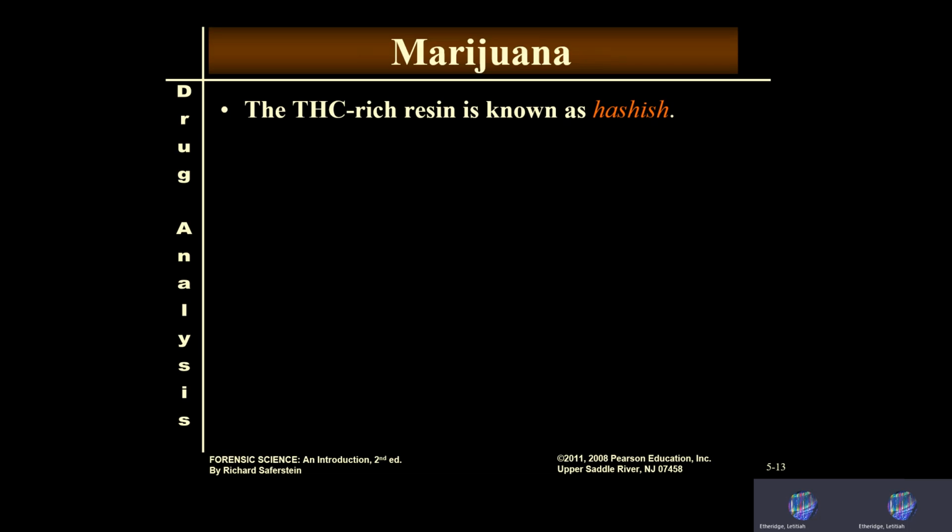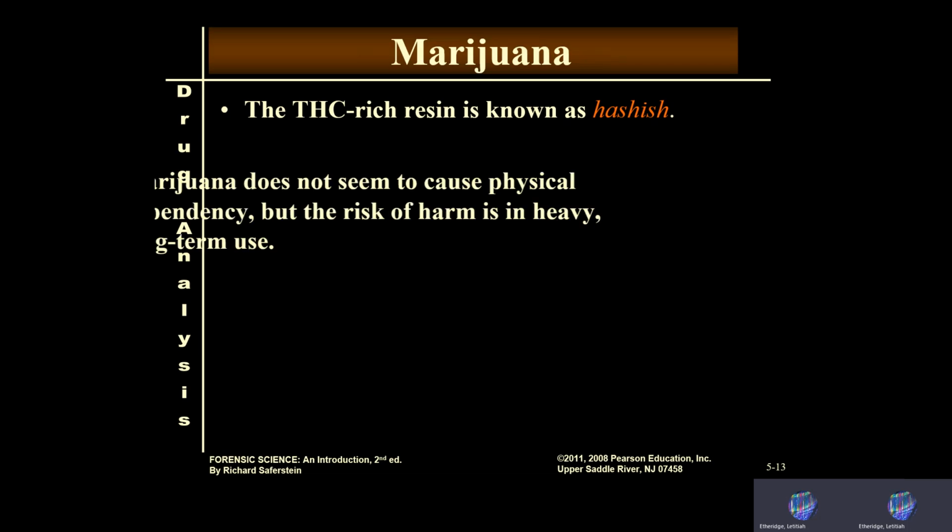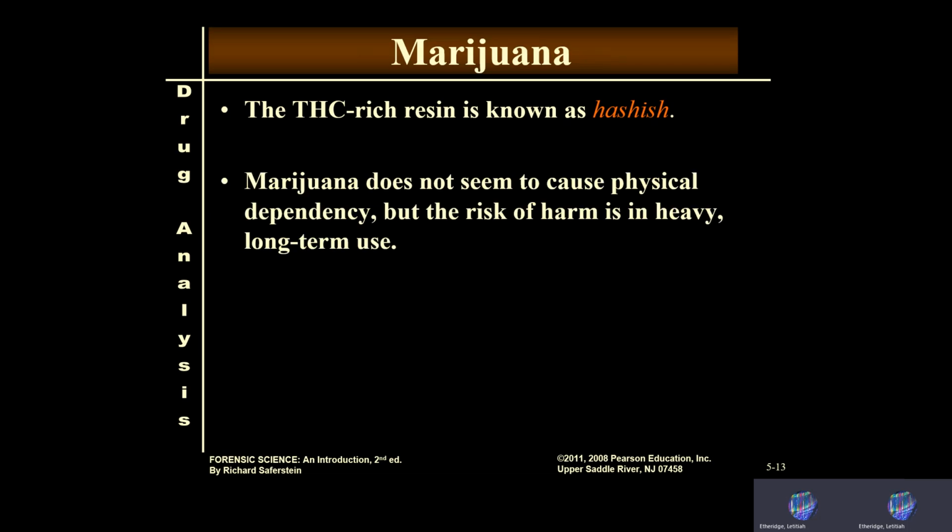Okay, when we talk about THC-rich resin, it is known as hashish. There are a few celebrities that have actually OD'd on hashish just because the level of THC is so high. It doesn't seem like marijuana causes physical dependency, but the risk of harm comes in those heavy long-term use. It's just like that with any drug.